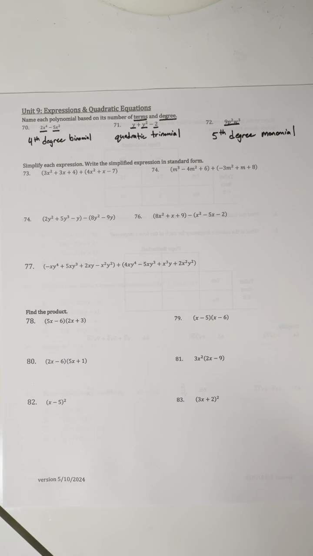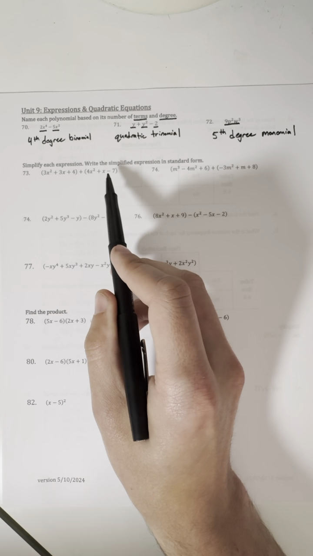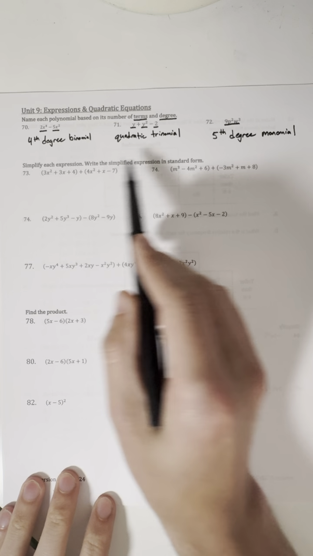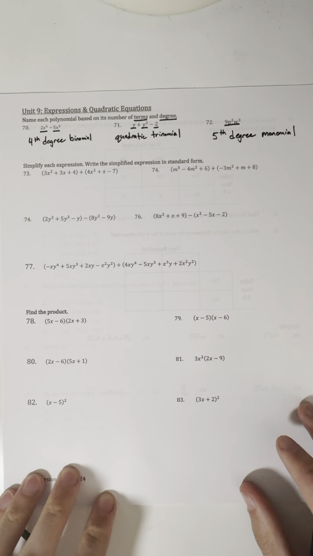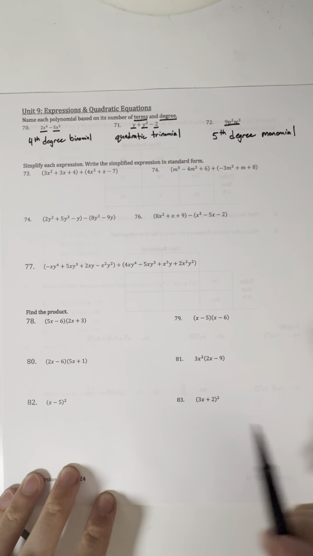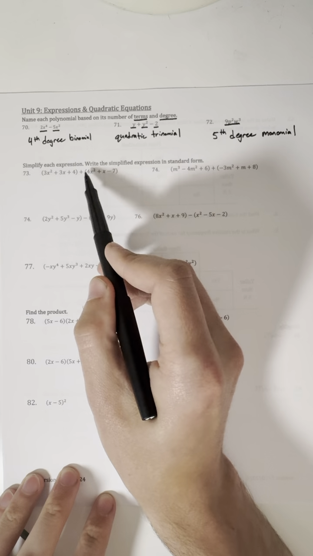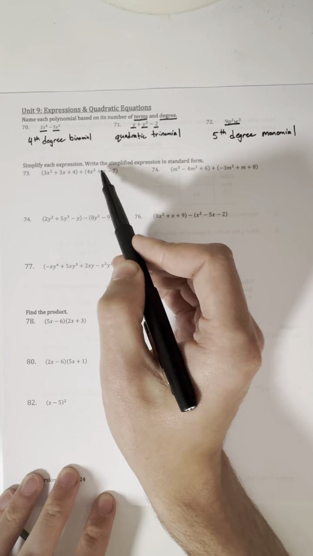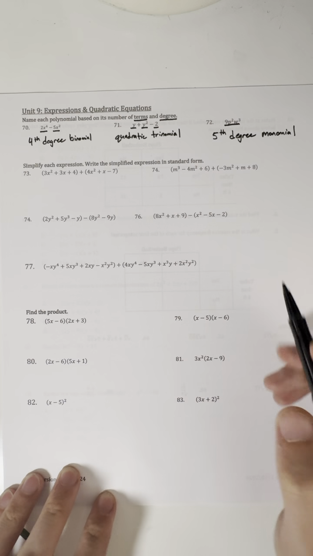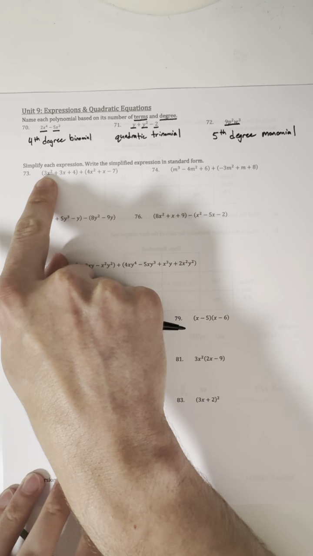All right, simplify each expression. So really what this is telling us to do is to add or to subtract the polynomials. And this really just comes down to combining like terms. With adding, we have these parentheses here, but they really don't do anything. It's just telling us to take all 6 terms here and add them together. We're going to combine the like terms.